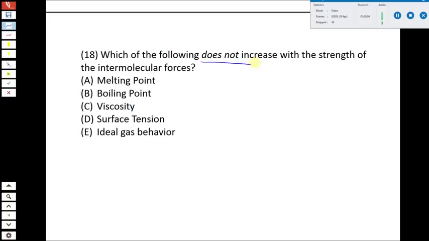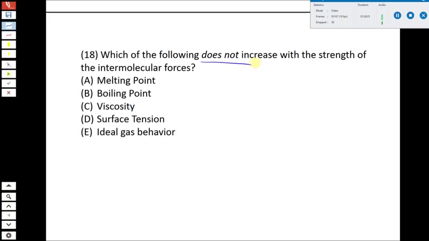Again, for the intermolecular forces, the dispersion forces are the weakest, dipole-dipole forces are in the middle, and hydrogen bonds are the strongest. Even within those three categories, different substances have different strengths of intermolecular forces. And which of these properties is going to not increase with the strength of the intermolecular force?